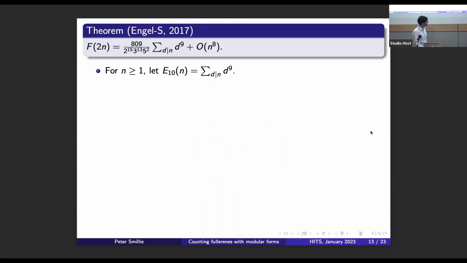Okay, and so what was going on here? This is a well-known thing you can do to a number: sum its divisors to the 9th power. This gives you E10 of n, well known to mathematicians. In case you were confused by this dividing thing, here's what's going on. To compute E10 of 4, the divisors of 4 are 1, 2, and 4. So you take each to the 9th power, you add them up, and you get this number.